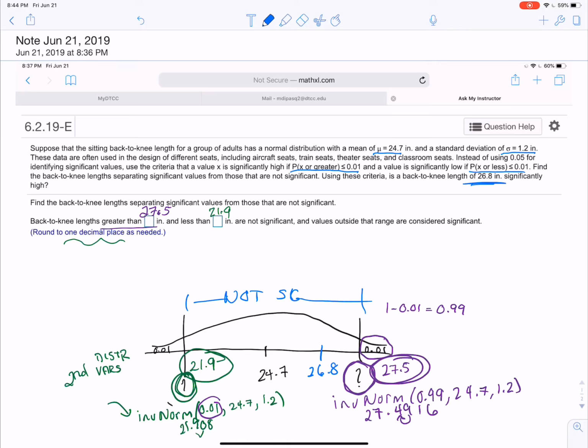And anything on the outskirts, so over here and over here, is. So I hope that helps.